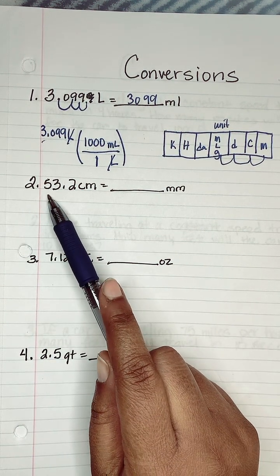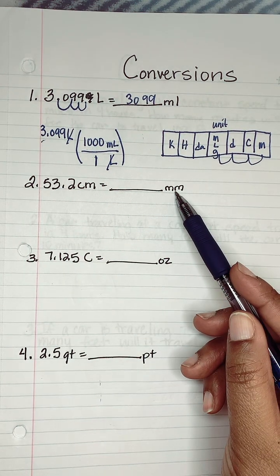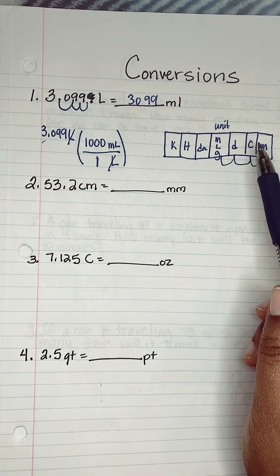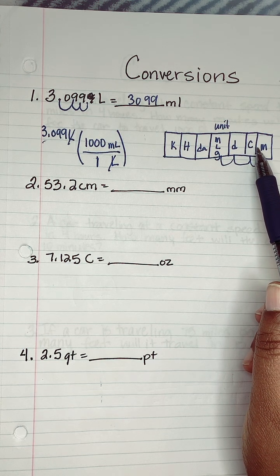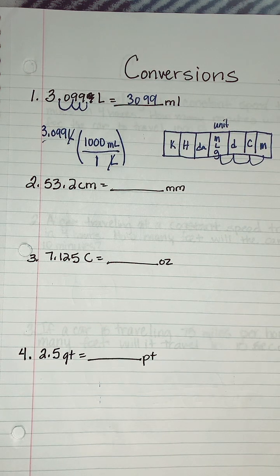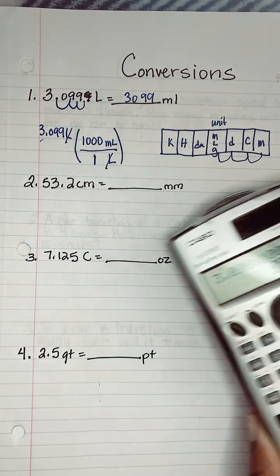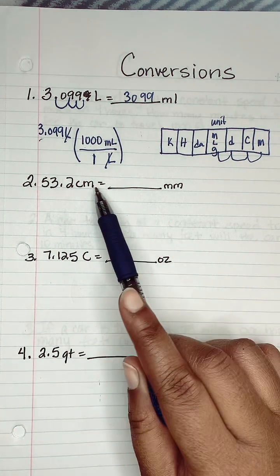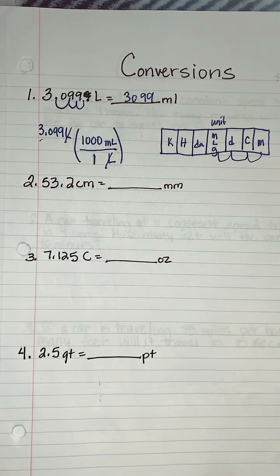So number 2, 53.2 centimeters equals how many milliliters? No? Oh, see, Queen said no. So yeah, it just depends. I wasn't allowed to use a calc. So I want to show you it without the calculator because some people do get to use it and some people don't. So let's do number 2.